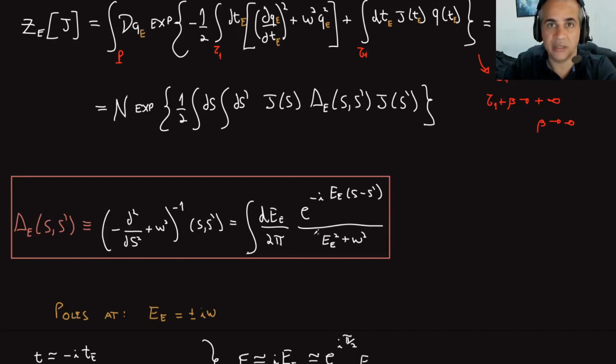which doesn't seem like a problem until you remember that physics happens in Minkowski space. And I have to go back if I want to compare this with what I had before and with nature. I have to go back to Minkowski space. So I have to Wick rotate back to Minkowski space. And how do I do that?